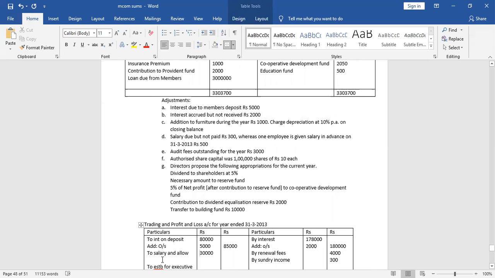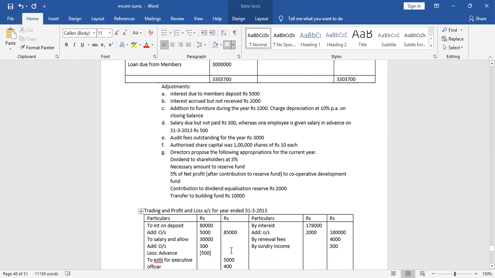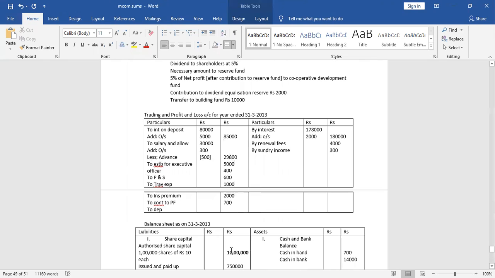Now salary due but not paid. Salary is 30,000. उसमें add outstanding and less advance. So outstanding is how much? Outstanding is 300 and advance is how much? 500. They say salary due but not paid. Due है, outstanding है, pay नहीं किया is 300. But whereas we have given one employee advance और 500. So advance को minus करेंगे, next year का पहले ही दे दिया है. So 30,000 plus 300 is 30,300 minus 500 is 29,800. Is it correct? 29,800.